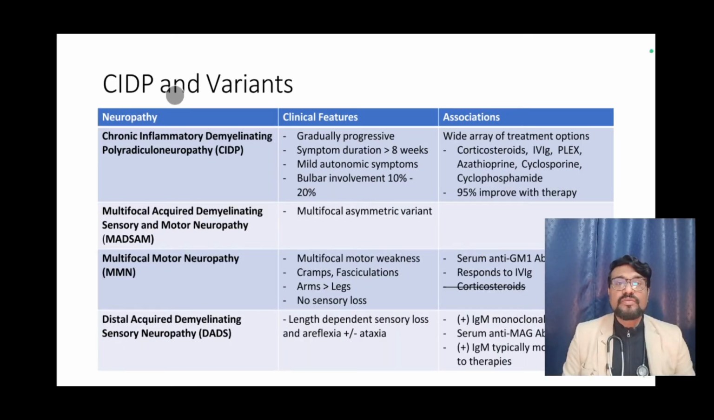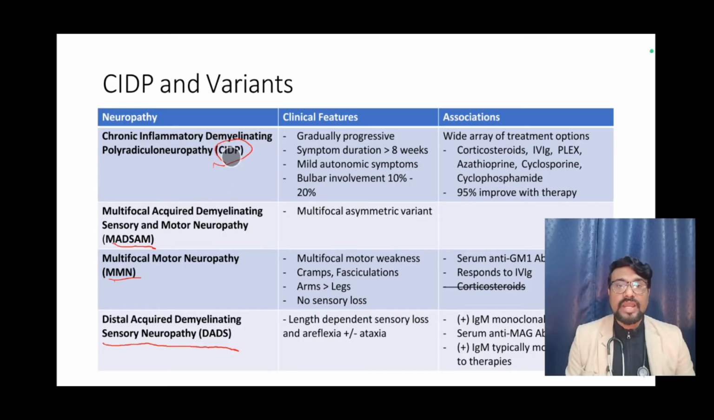Then different variants of CIDP include chronic inflammatory demyelinating polyneuropathies, that is CIDP. Then MADSAM, that is multifocal acquired demyelinating sensory and motor neuropathies. Then multifocal motor neuropathies. Then distal acquired demyelinating sensory neuropathies. These are the common CIDP variants.